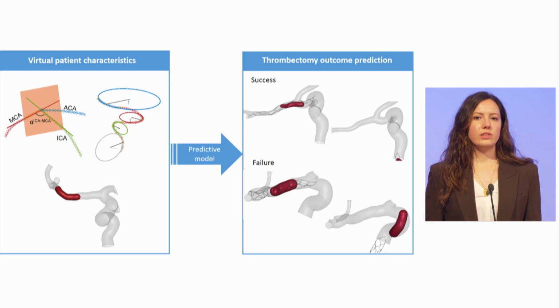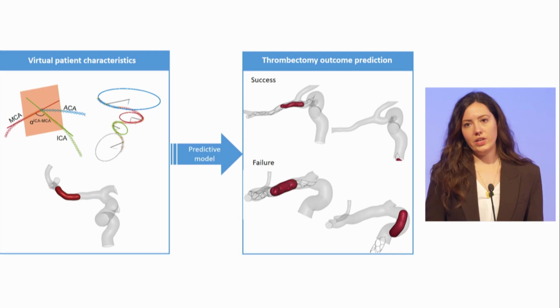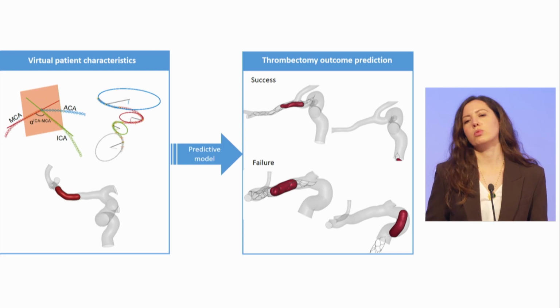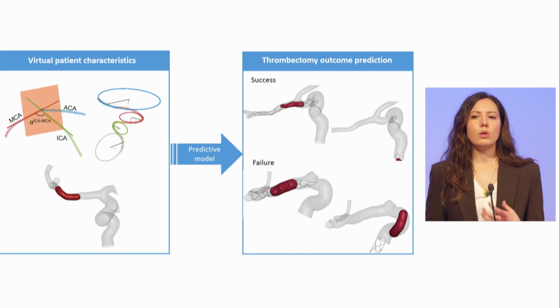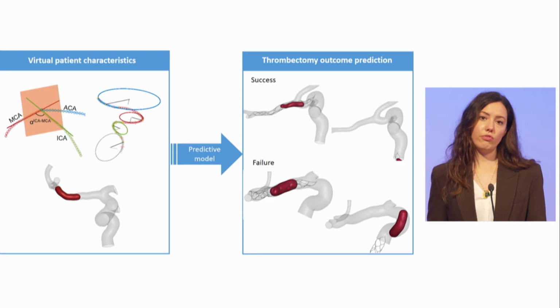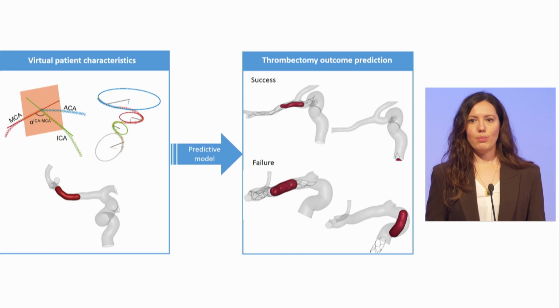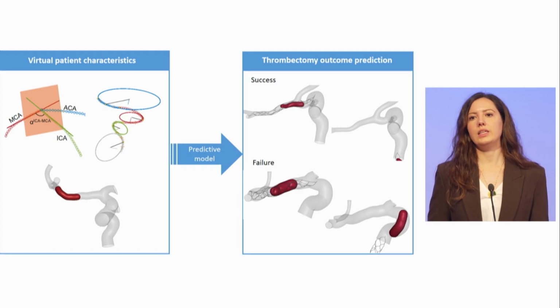So when a new patient comes, we can analyze the images of the patient, or of the virtual patient in the case of the in silico clinical trial. We can extract the important parameters that determine the outcome of the procedure. And then the predictive model can provide an estimate of the chances of success or failure of the thrombectomy procedure on the patient. So now Nerea will give us an example of the use of this model integrated in the in silico pipeline.